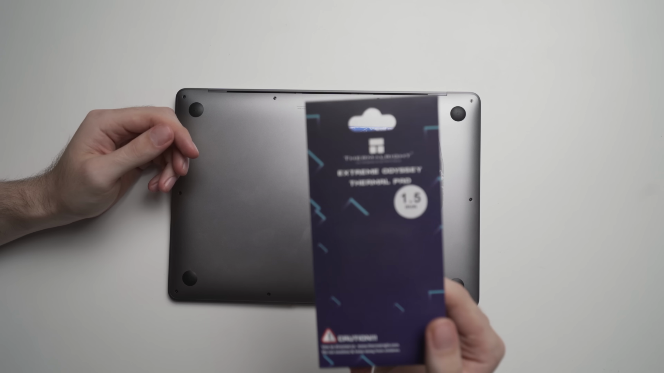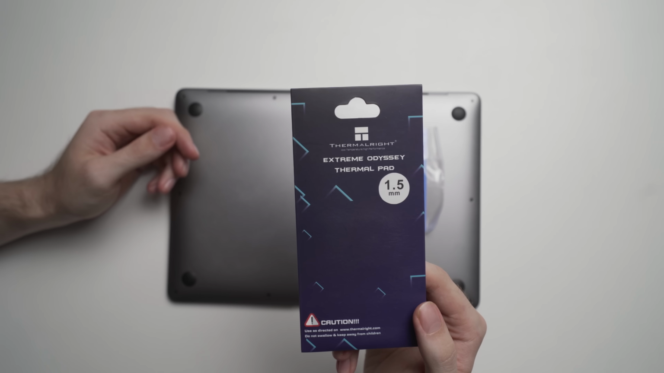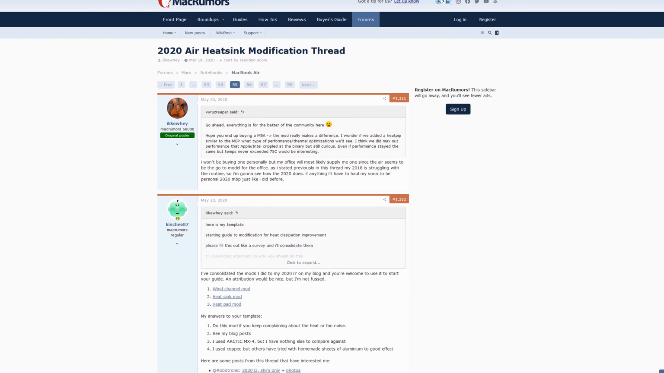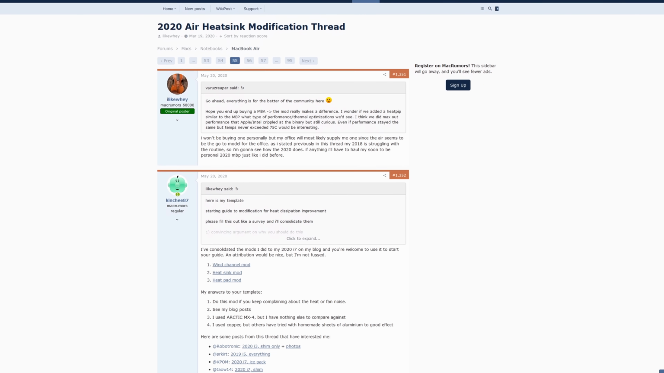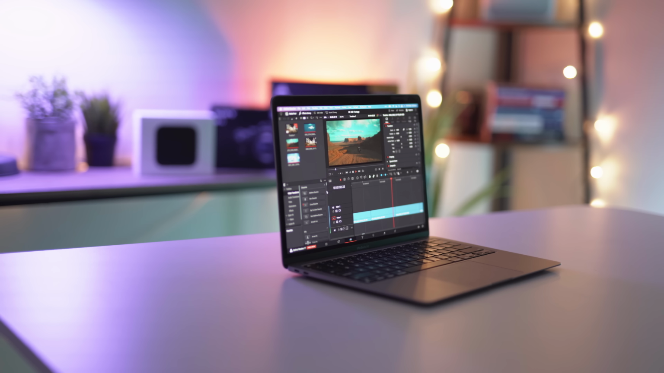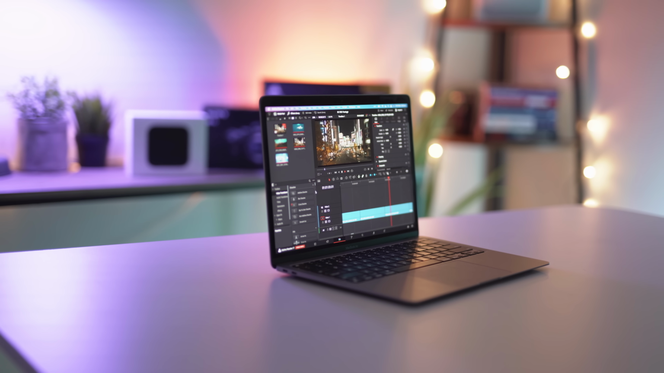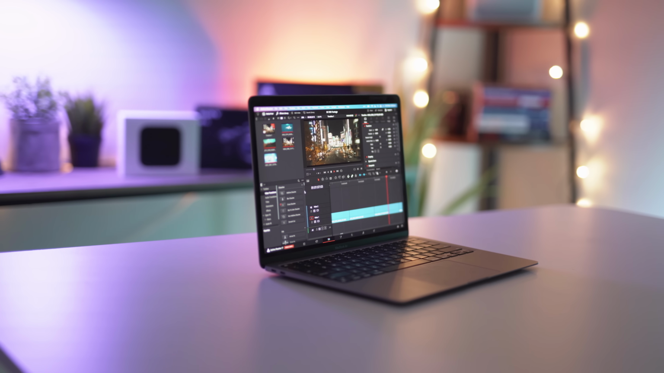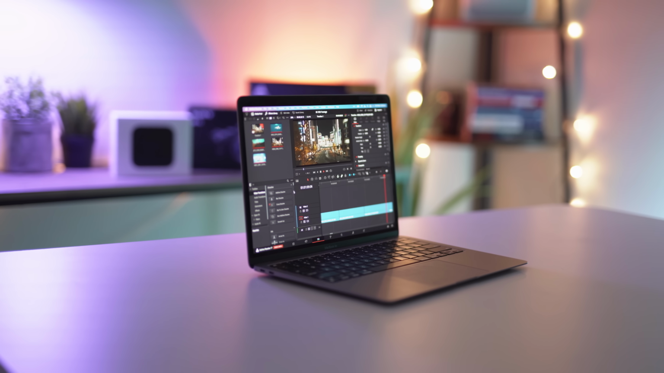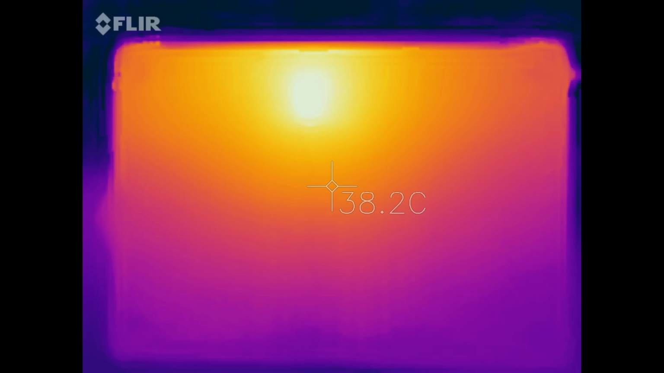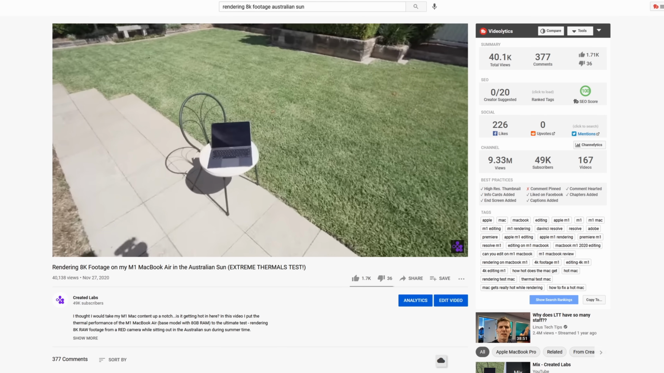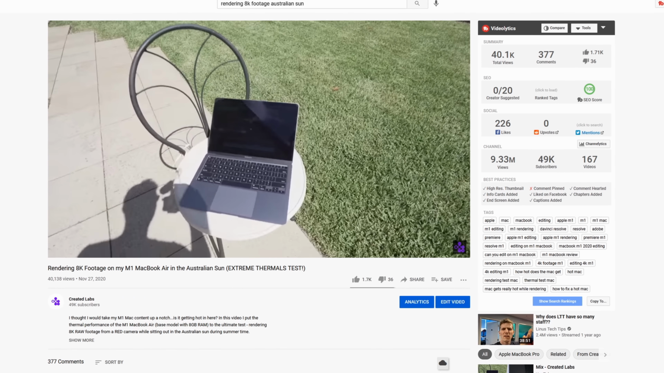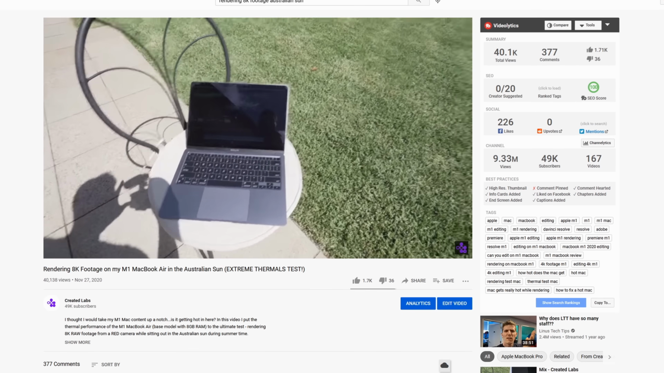So what about negatives? Well, the only negative people on the forums have been able to find, and myself included, is that the battery can get a few degrees warmer, which makes sense because the battery takes up much of the internal space, and the heat from the M1 chip is now spread across the entire back casing. And the battery is obviously going to absorb a little bit of that heat. Is this a big issue? In my opinion, no. Unless you're doing something crazy like rendering 8K footage in the Australian sun. Damn, do you reckon I'll still be able to get warranty?